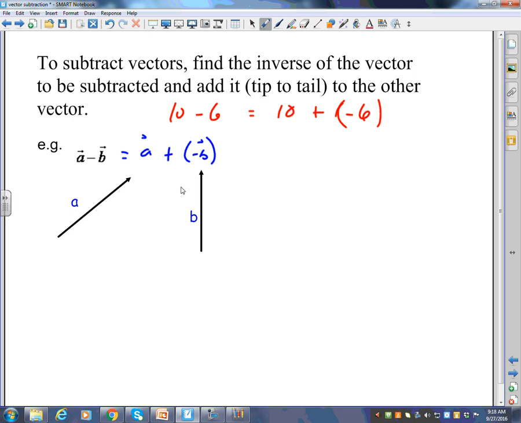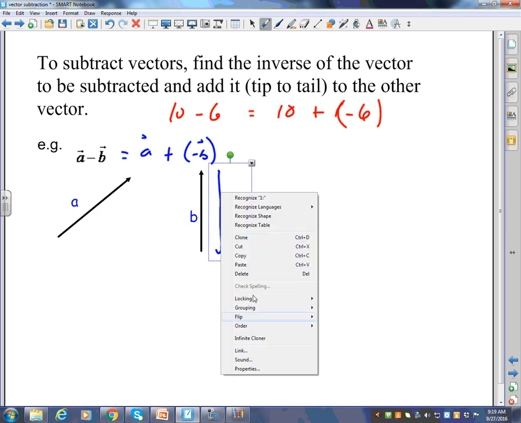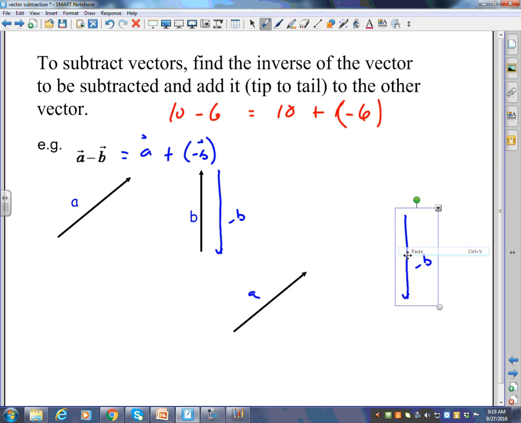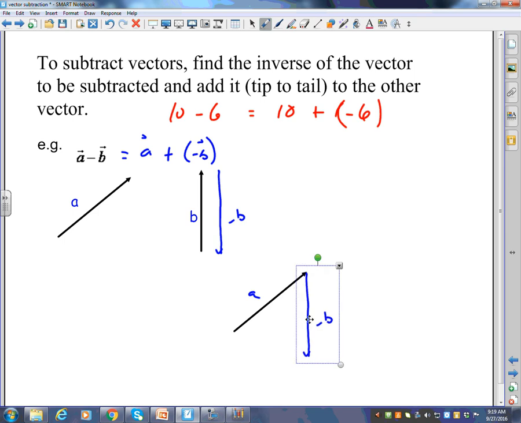So, if I'm going to add here, if that's B, then that's minus B. And all I do is, there's vector A, here's minus B, right, and I just add it together like that. There's my result. That's it. That's all I did. Which one did I flip?